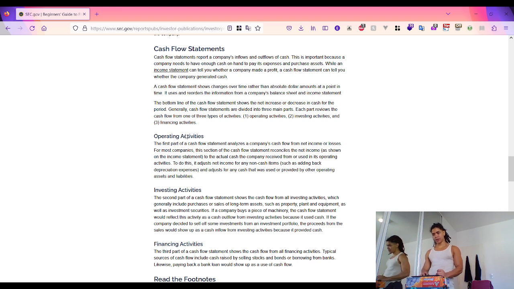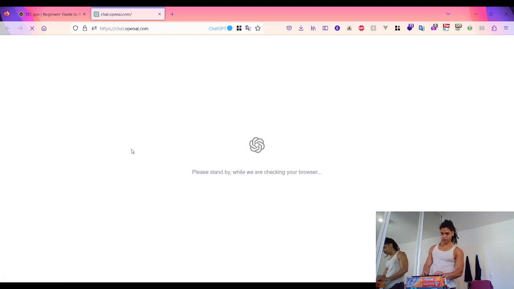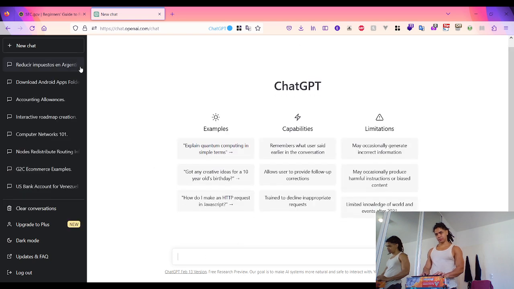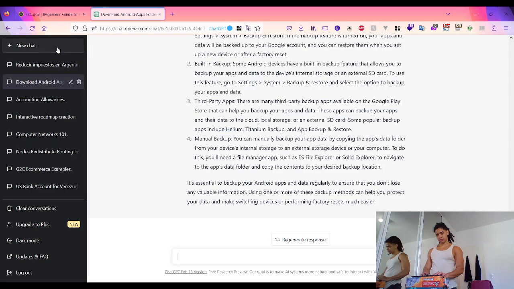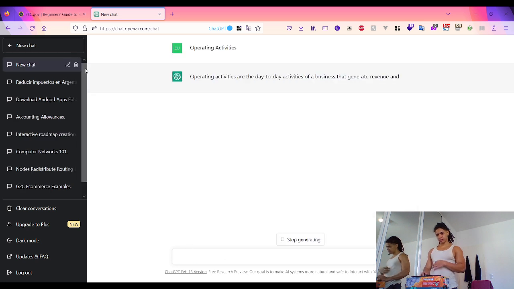And when you talk about operating activities, it's tasks or activities that allow the business to run. Okay? Operating activities. And if we look, for example, here, and we ask ChatGPT for that, just to understand a little bit more about this. Okay, let me create a new chat here. Operating activities.